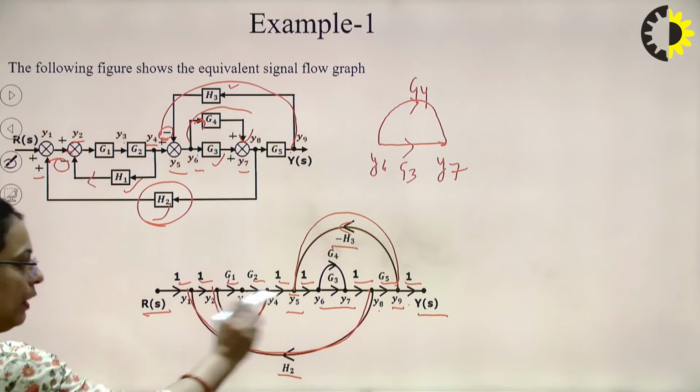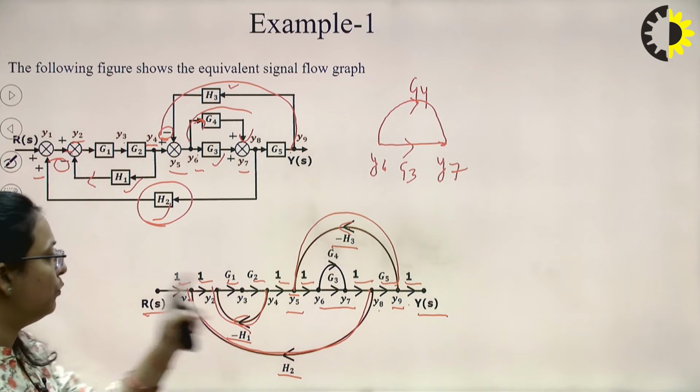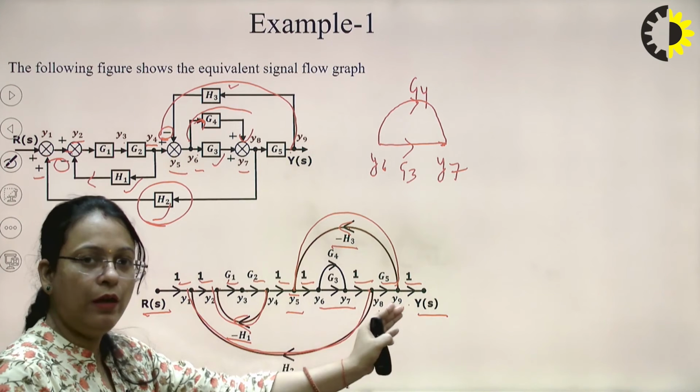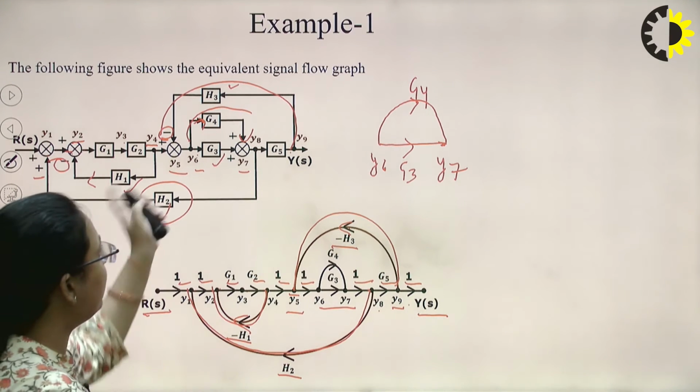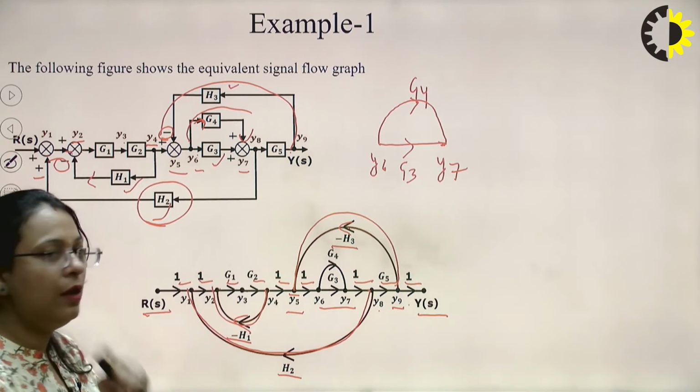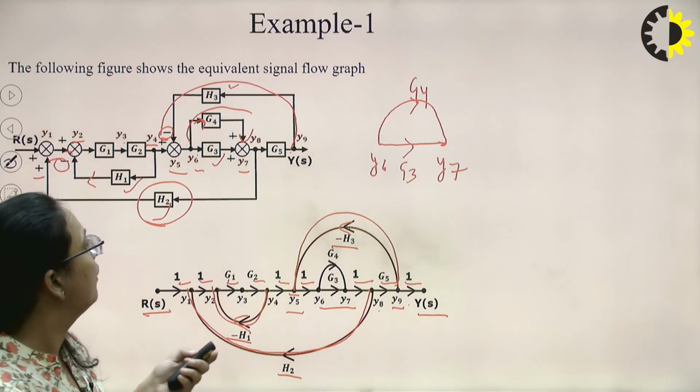So there are a total of 9 nodes along with the 2 external nodes, one for the input and one for the output. And in this way, we can convert the block diagram into the signal flow graph.